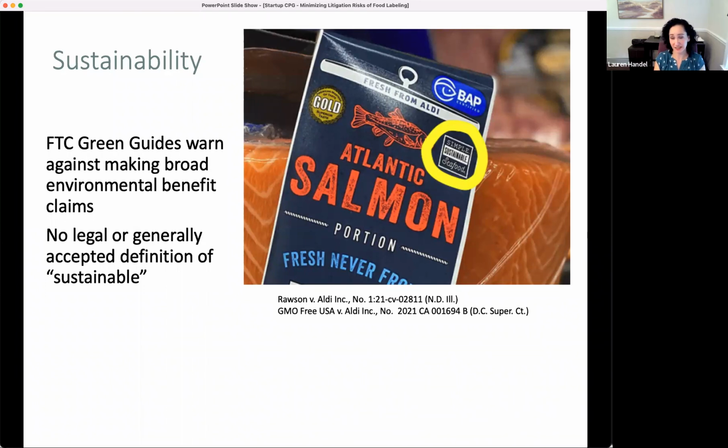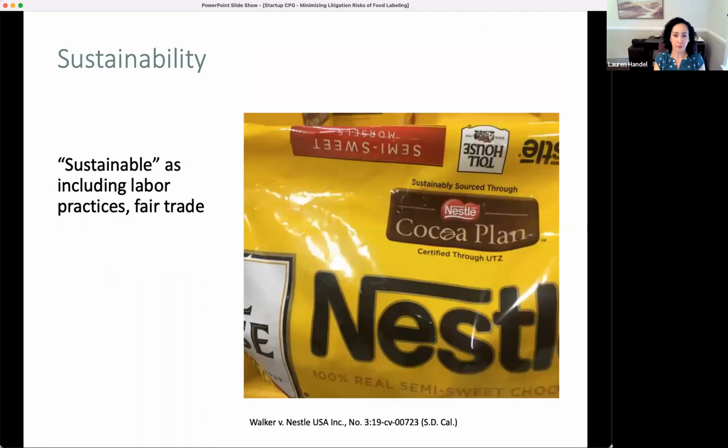Sustainable is not defined. This product is certified as meeting a best aquaculture practices standard, but consumers could have a much broader understanding, and the allegation is that it's not actually sustainably raised salmon, it's farm raised, and it's damaging to the environment and to the animals. Another example of a word like sustainable meaning different things to different people.